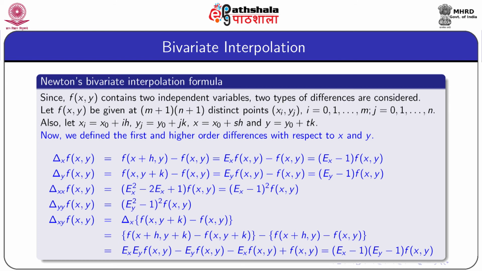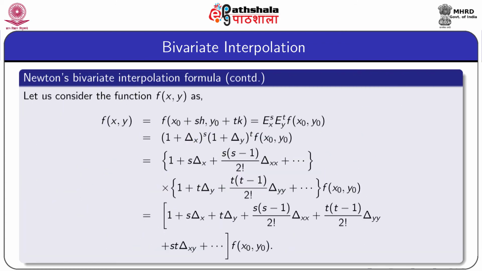Similarly, delta yy f of x, y is equal to Ey minus 1 power 2 of f of x, y. And using the same concept, we can show that delta xy f of x, y is equal to Ex minus 1 of Ey minus 1 of f of x, y. So, these are the forward difference operators for the variables x and y.